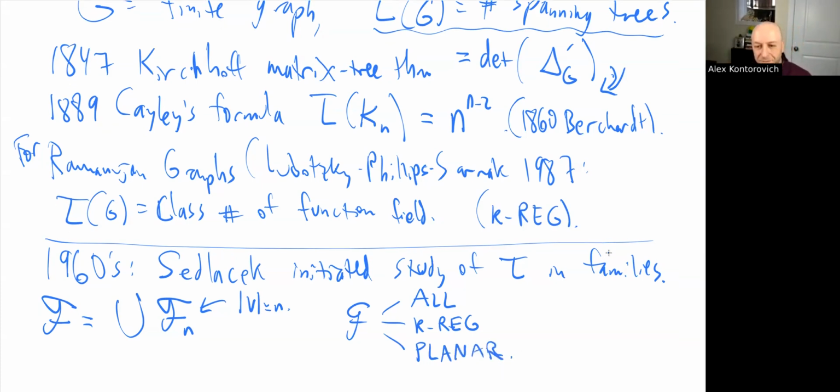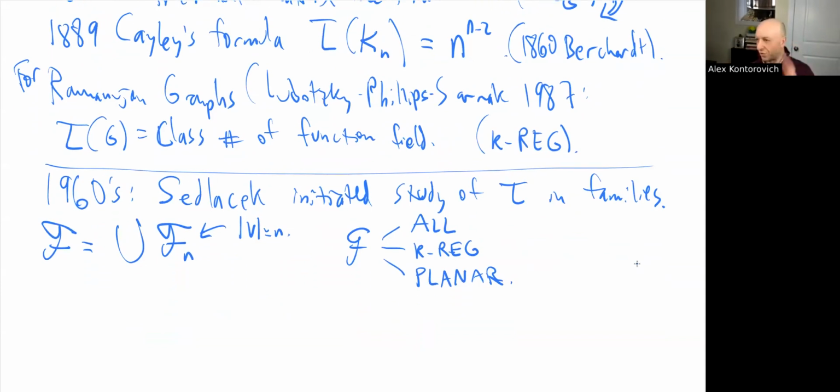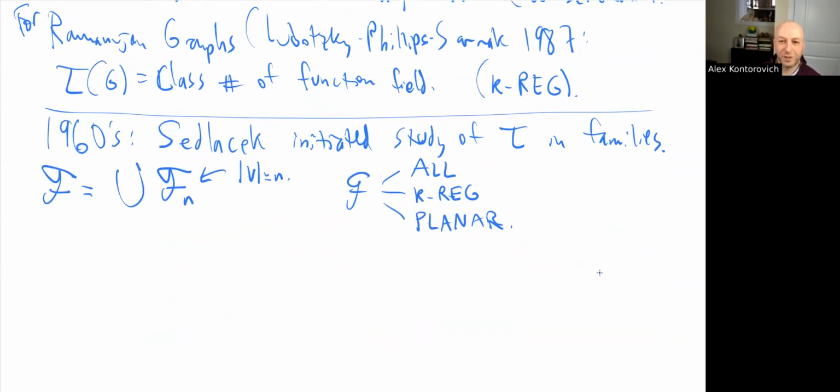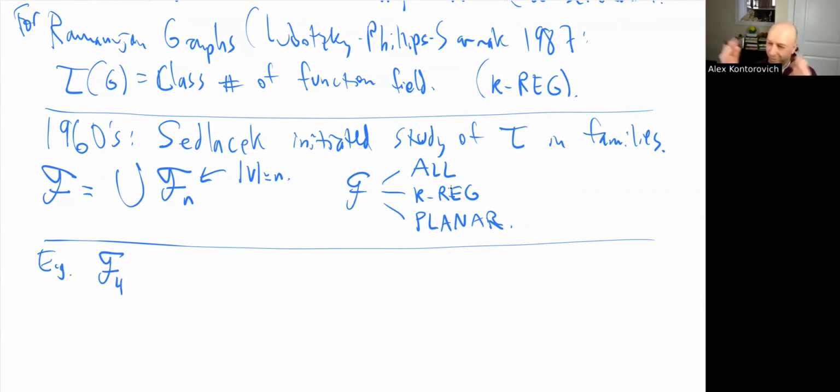And so, well, let's just get started and see what this looks like in families. So let's do an example. Let's look at F4, all graphs on 4 vertices, which are anyway planar. So we may as well.